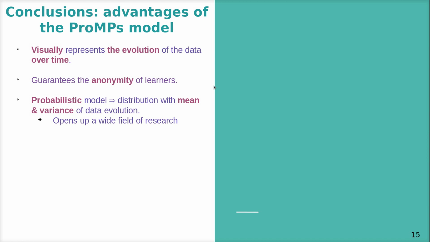So, as conclusions, the advantage of the ProMP model is to visually represent the evolution of data over time. It guarantees the anonymity of learners because we represent a group of learners and not one learner by one learner. Since it's a probabilistic model with a distribution with mean and variance of data evolution, it opens up a wide field of research, as we will see after.